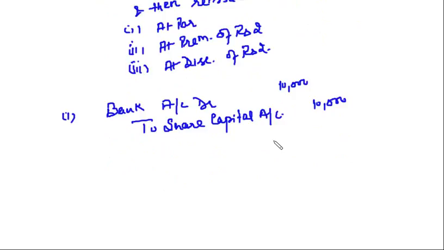Now, if these forfeited shares are issued at a premium, then what to do? Bank account debit. In bank, you will receive on 10,000 shares at the rate of 12 rupees.